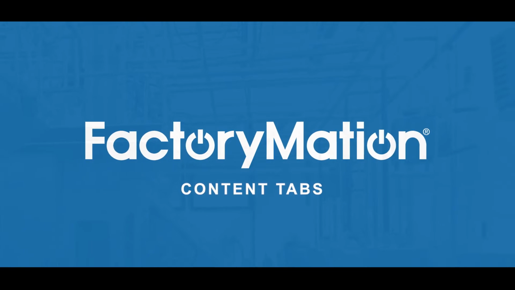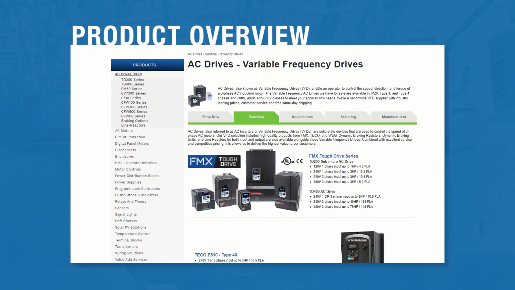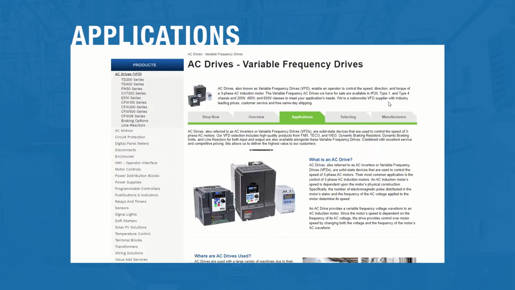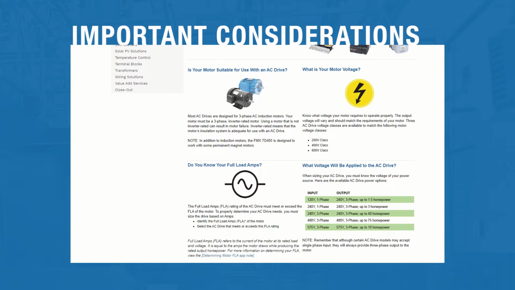We have updated the content on our web store so that each product category prominently features helpful information about the products within. The tabs on each of these pages will provide different information, such as an overview of the category's contents, example applications, and even important factors to consider when choosing the right product for you.